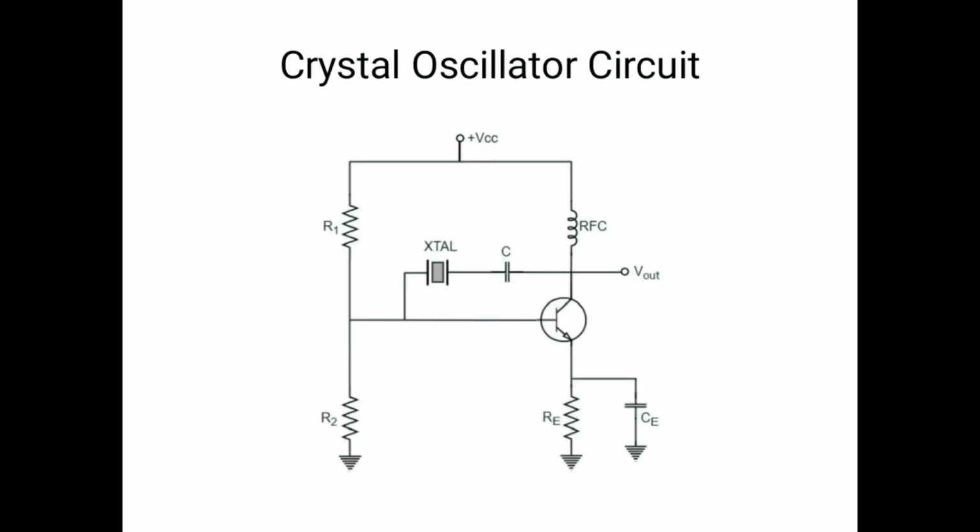This is the circuit diagram of the crystal oscillator circuit. In this we are using a crystal here in the collector circuit for producing the output. Here these are used for biasing, and this is used as a bypass capacitor.